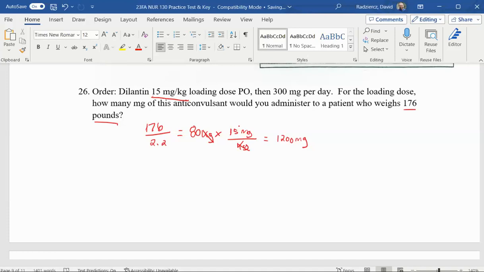So what would change? The patient's weight, right? Or maybe the loading dose procedure might change as well. So you might be saying, well, what about the 300 milligrams per day? Well, it didn't ask about that. It asked for the loading dose, and the loading dose is 15 milligrams per kilogram.